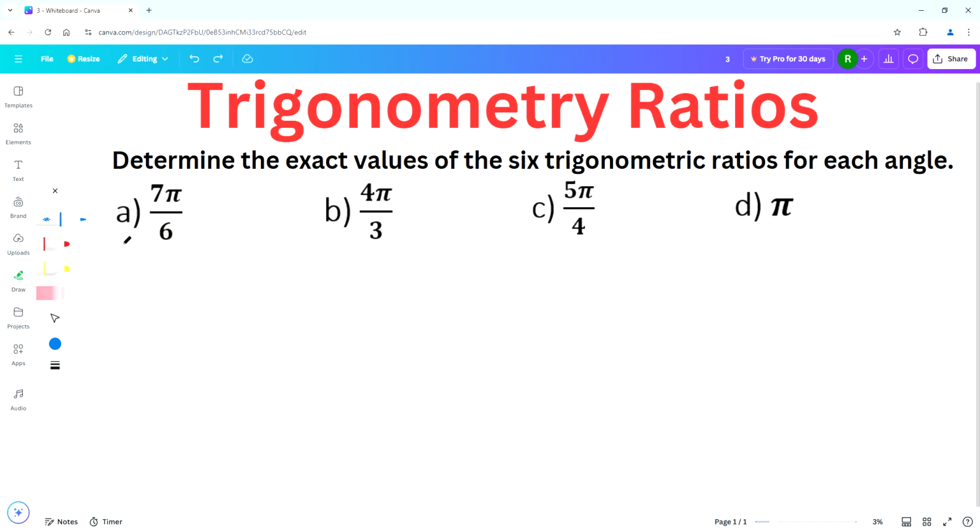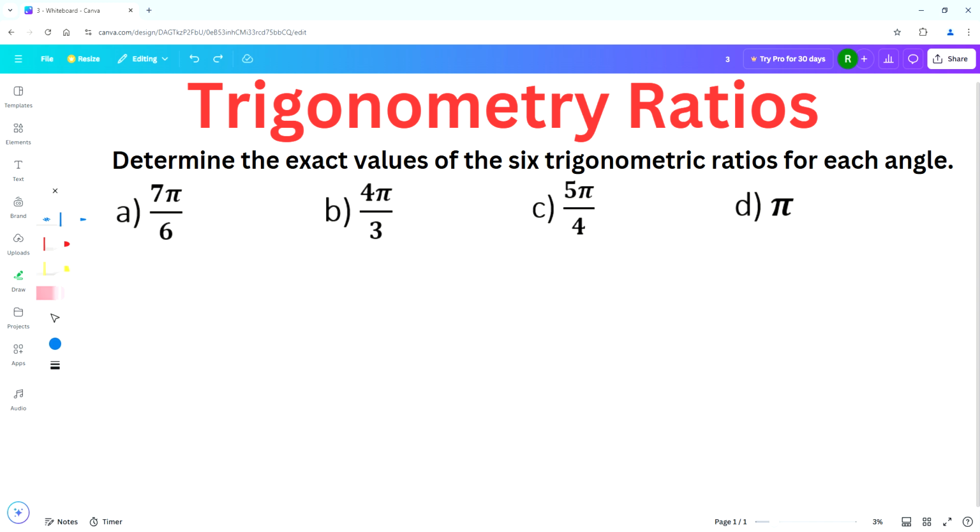Let's start with part A, 7 pi over 6. We can solve this problem by using the unit circle or the CAST rule, ASTC rule and special triangles. In this video, I'll use CAST or ASTC rule and special triangles. The angle 7 pi over 6 is in radians. It lies in quadrant 3.